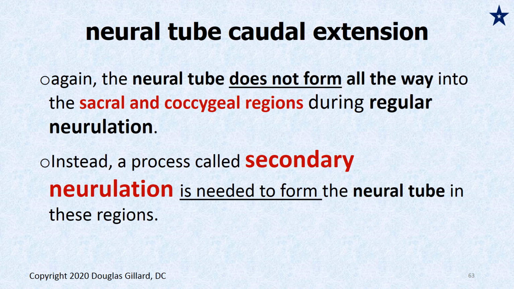We did this already, I think, but let's finish our neurotube story, because remember, the neurotube doesn't form over the sacrum and coccyx, right? So we have to actually go through a process called secondary neurulation to make that happen.